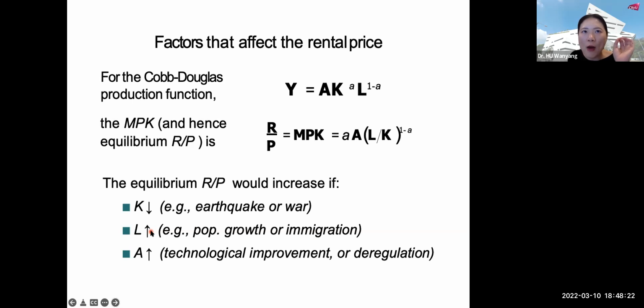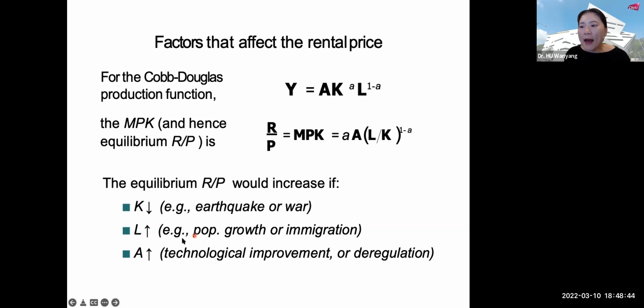So we want to know how that will affect the real rental price. We can get the answer from this formula. It's very simple. When K decreases, this component will increase, so we will have an increase in the rental price. This can be derived from this formula.